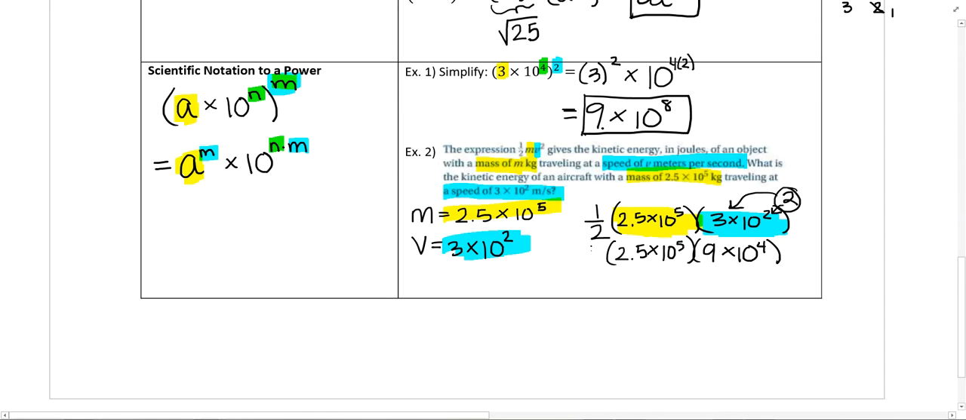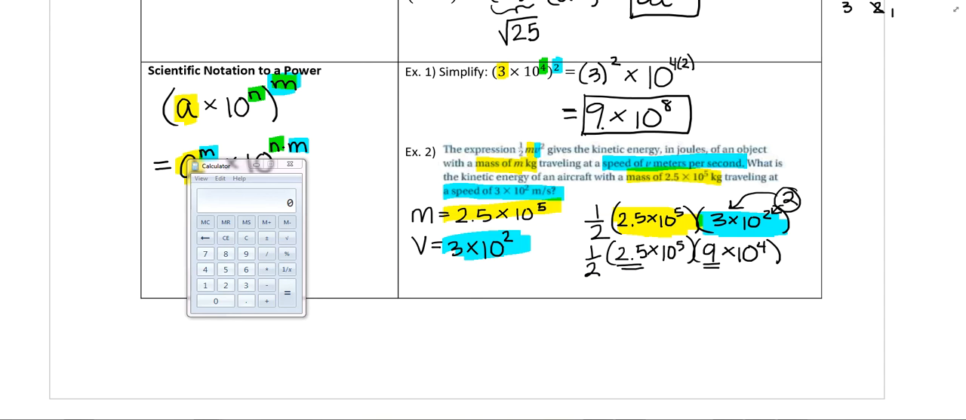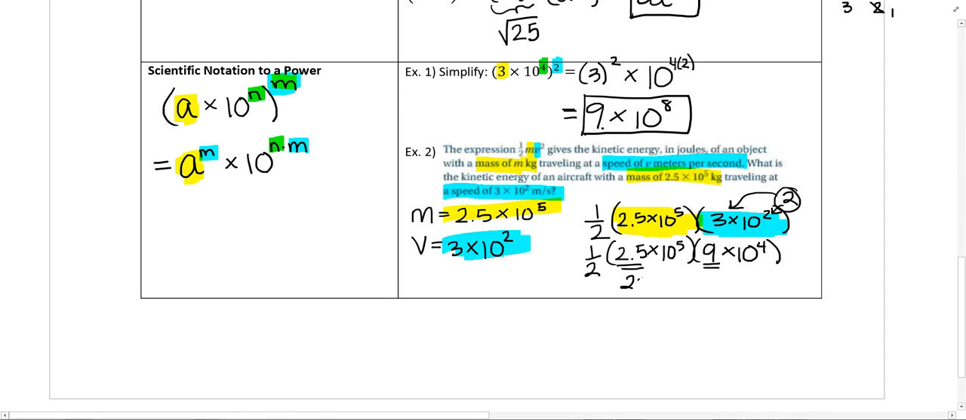So the next thing I would do, let's worry about the half last, is I'm going to multiply our two numbers in scientific notation. So 2.5 times 9, we're going to multiply that. So 2.5 times 9 is 22.5. And then, because we're multiplying our scientific notation, we're going to add. 5 plus 4 is 9.